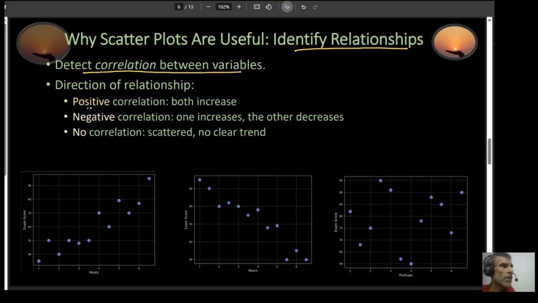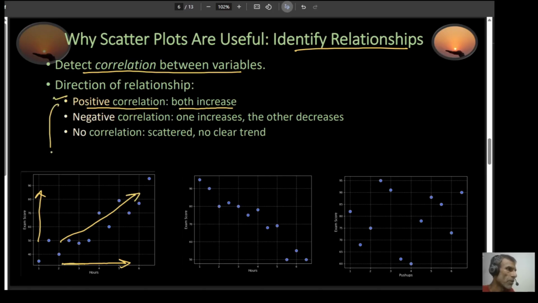So, for example, positive correlation. Positive correlation means that both variables will increase simultaneously. Look at this example right here. As the number of hours a student studies increases, his score also increases. So in this case, this would be my positive correlation. This is an example of positive correlation right here.